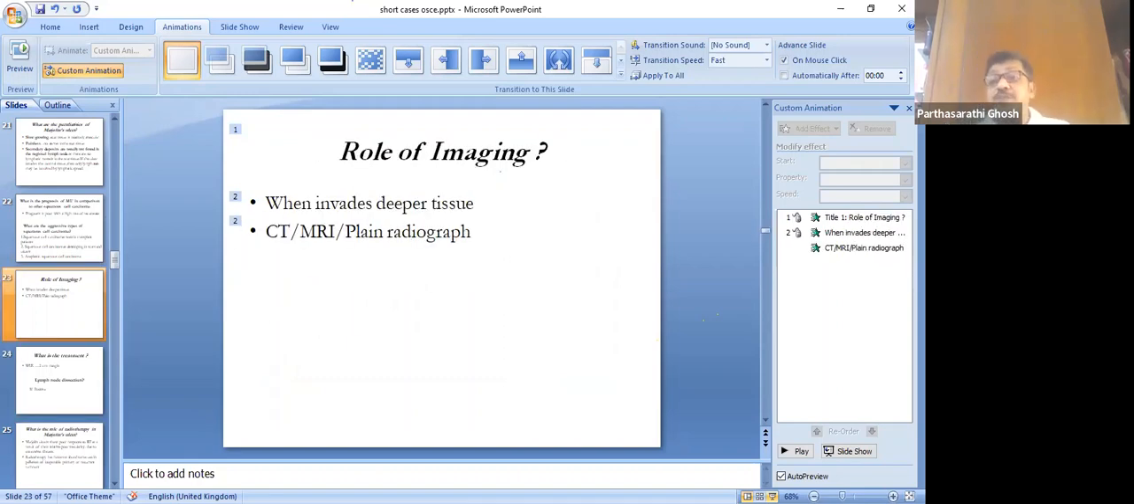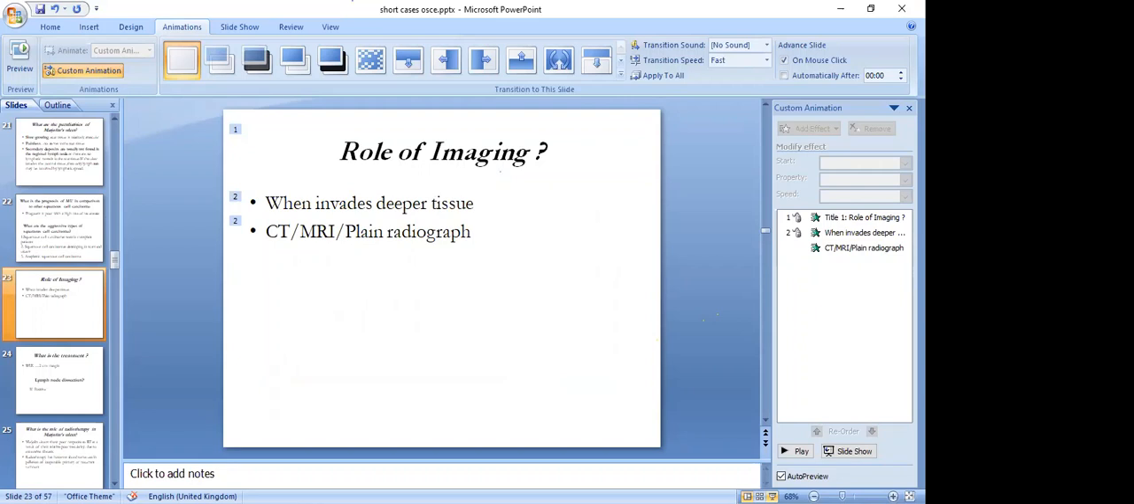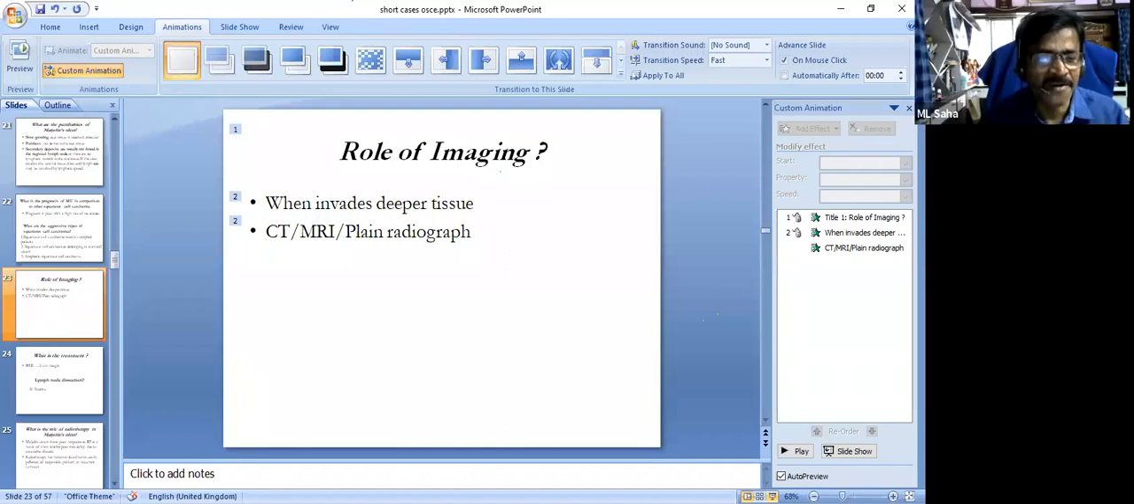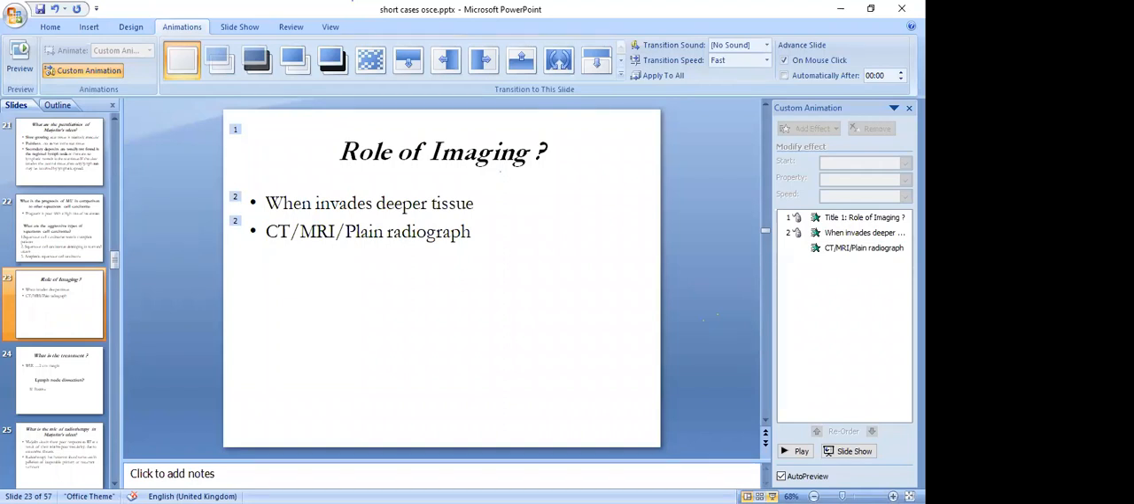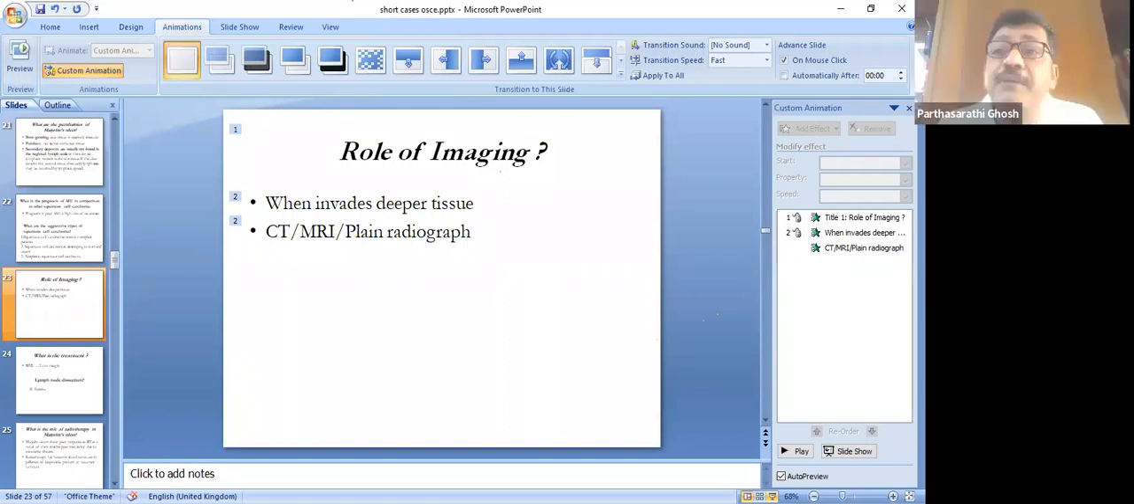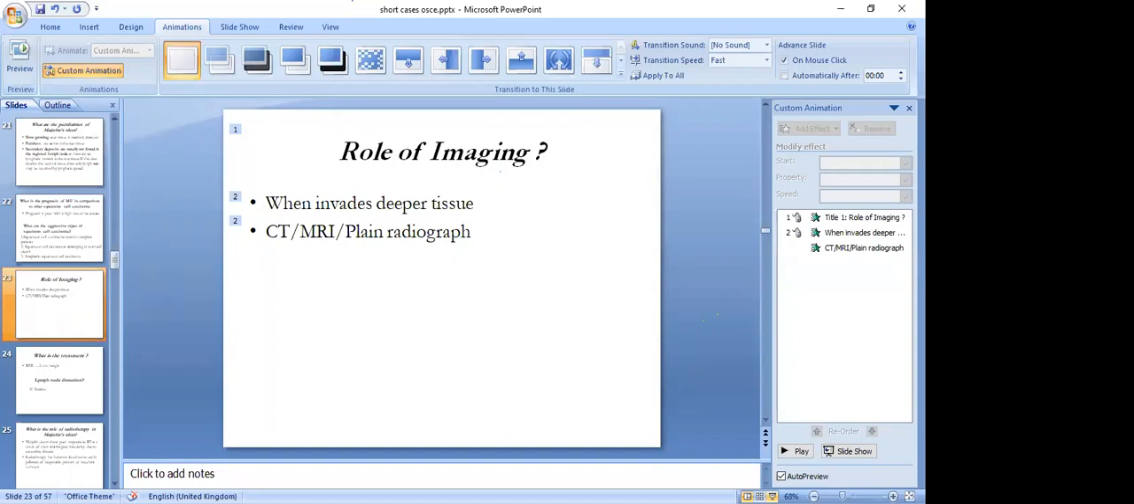Now, what will be the management? What will be the treatment? I'm sorry, sir, I am not able to hear it. How do you treat this patient with ulcer? What is the standard treatment for marginal ulcer? Sir, wide local excision followed by reconstruction. What would be the margin? The margin is 1 centimeter, sir, beyond the scar tissue.